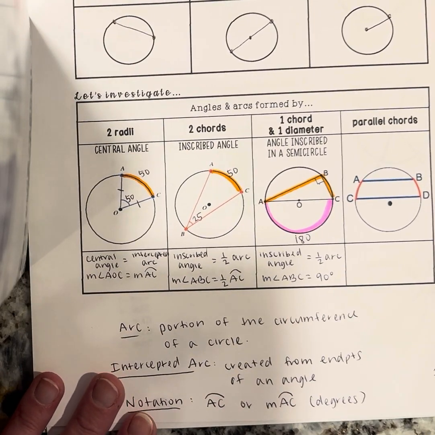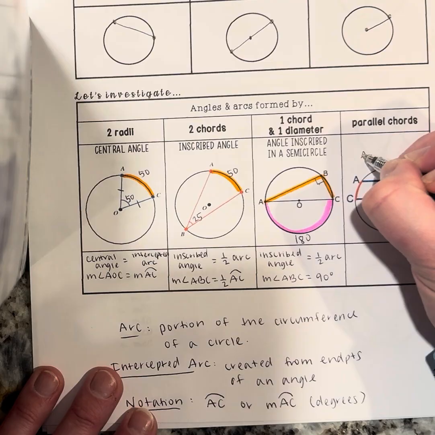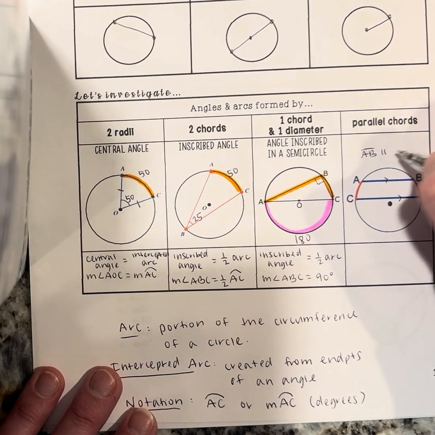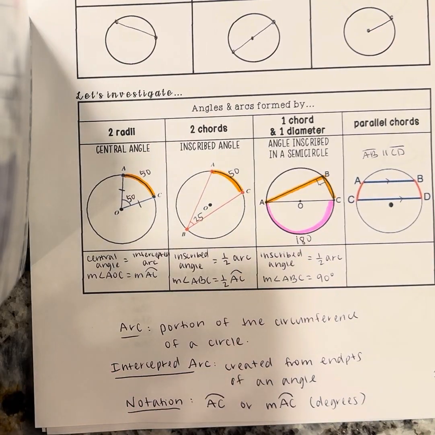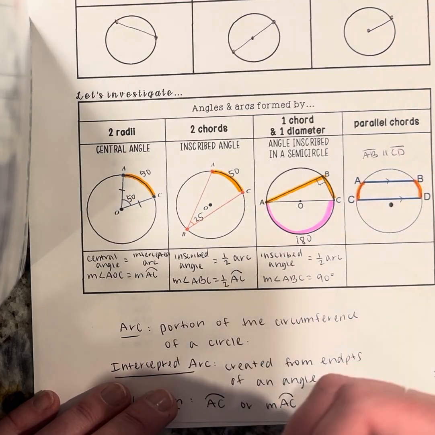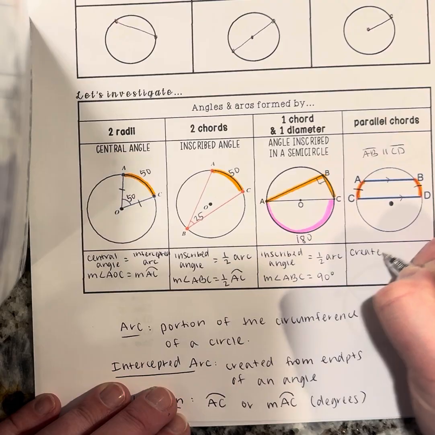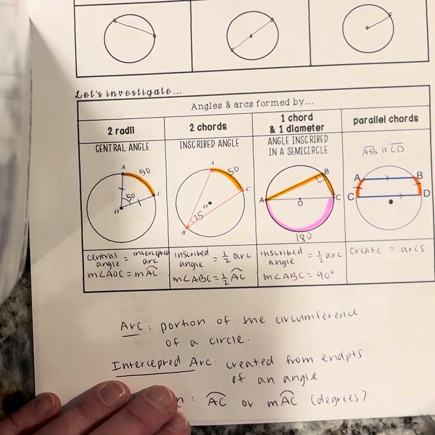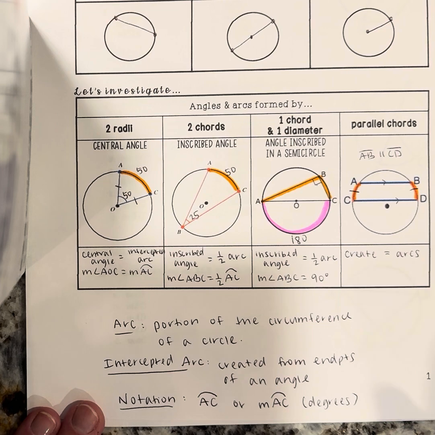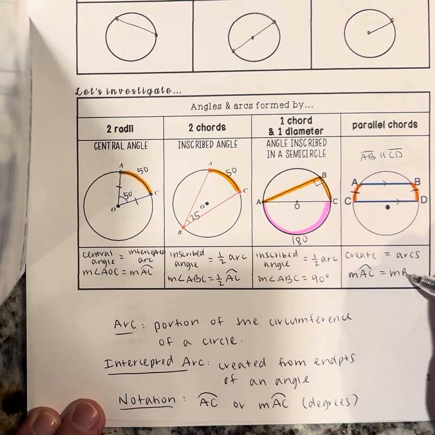Parallel chords. This might seem intuitive, but like say AB and CD are parallel to each other, and it would be denoted just like normal. That means that these arcs from A to C and from B to D, these intercepted arcs, they have to be equal to each other. So parallel chords create equal arcs. So we'd say like the measure of arc AC is equal to the measure of arc BD.